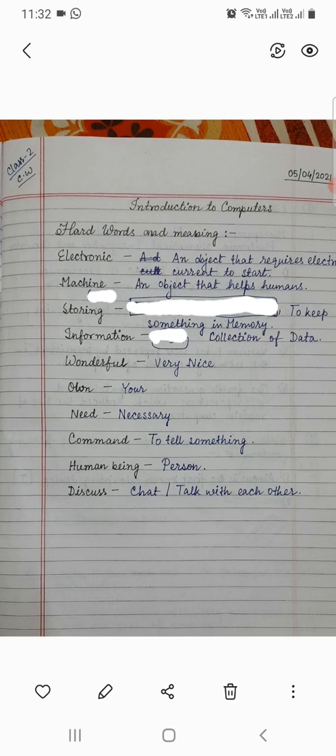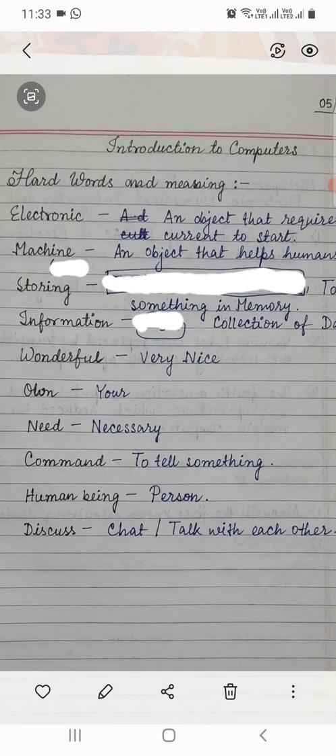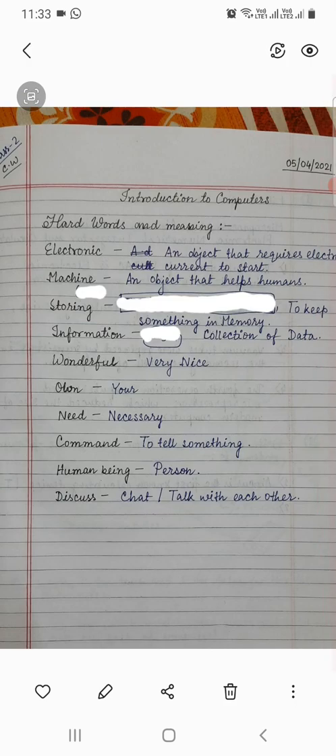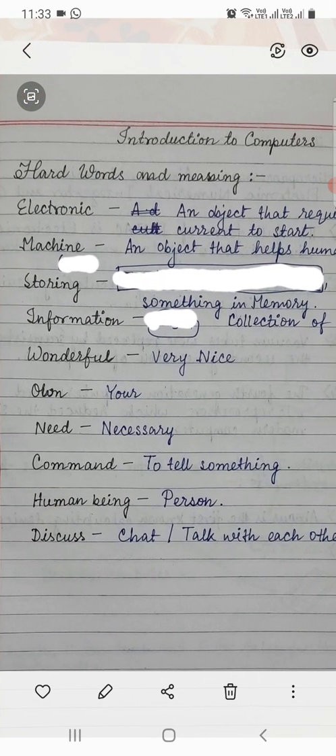So let's start. Introduction to Computers, that is the first chapter. What are the main hard words we have in this chapter? Those are written here, and you can see on your screen those hard words that we have.